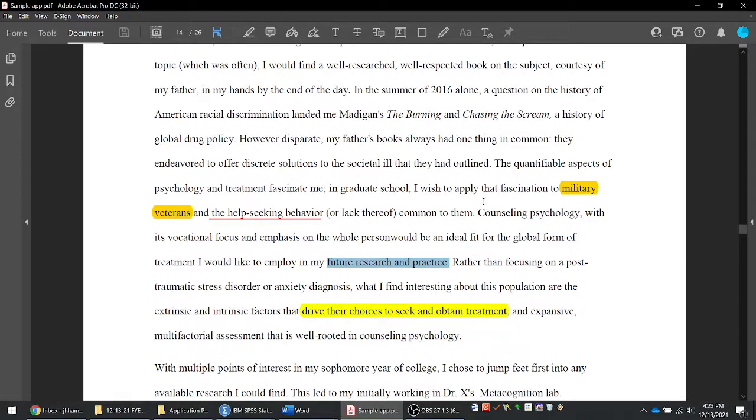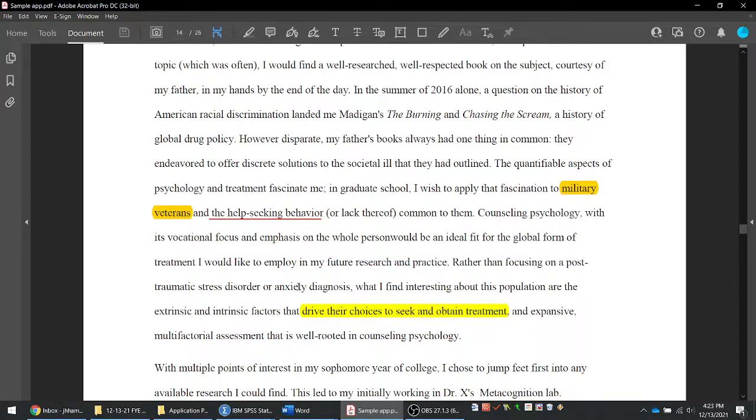Someone doesn't have to promise to be an academic or go into a research-heavy career, but ideally we want to hear evidence that they're going to get to make good use of the research side of the skills that they would be learning in a program like ours. So I like to see that research and practice.